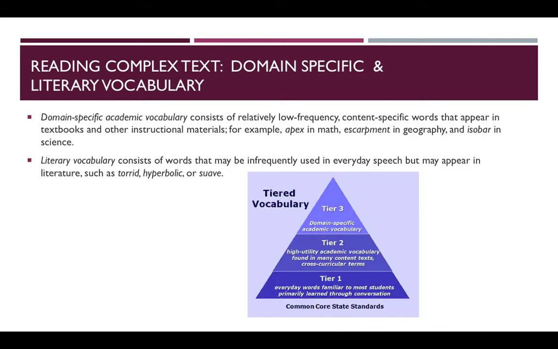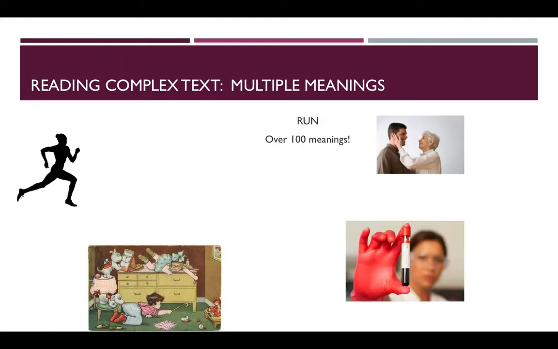Another thing that adds complexity to text is domain-specific and literary vocabulary. Domain-specific academic vocabulary consists of relatively low-frequency, content-specific words that appear in textbooks and other instructional materials. For example, apex in math, escarpment in geography, and isobar in science. Literary vocabulary consists of words that may be infrequently used in everyday speech, but may appear in literature, such as torrid, hyperbolic, or suave.